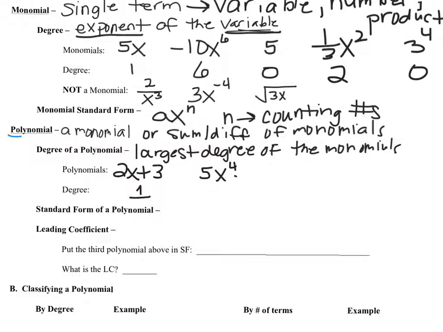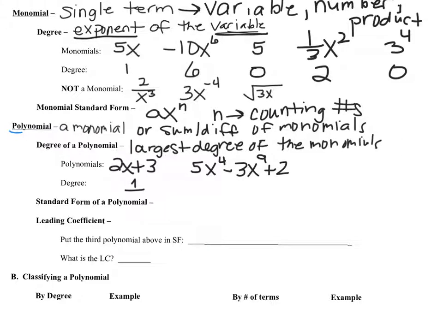5x to the 4th minus 3x to the 9th. That's a polynomial. You know what? I'm going to add on something here. Plus 2. It doesn't make any difference. It's weird, huh? All right, take a look at that polynomial. What's the degree of that polynomial? 9. Yeah, perfect. It's 9. Degree 9. It's the largest degree of all the monomials in it.